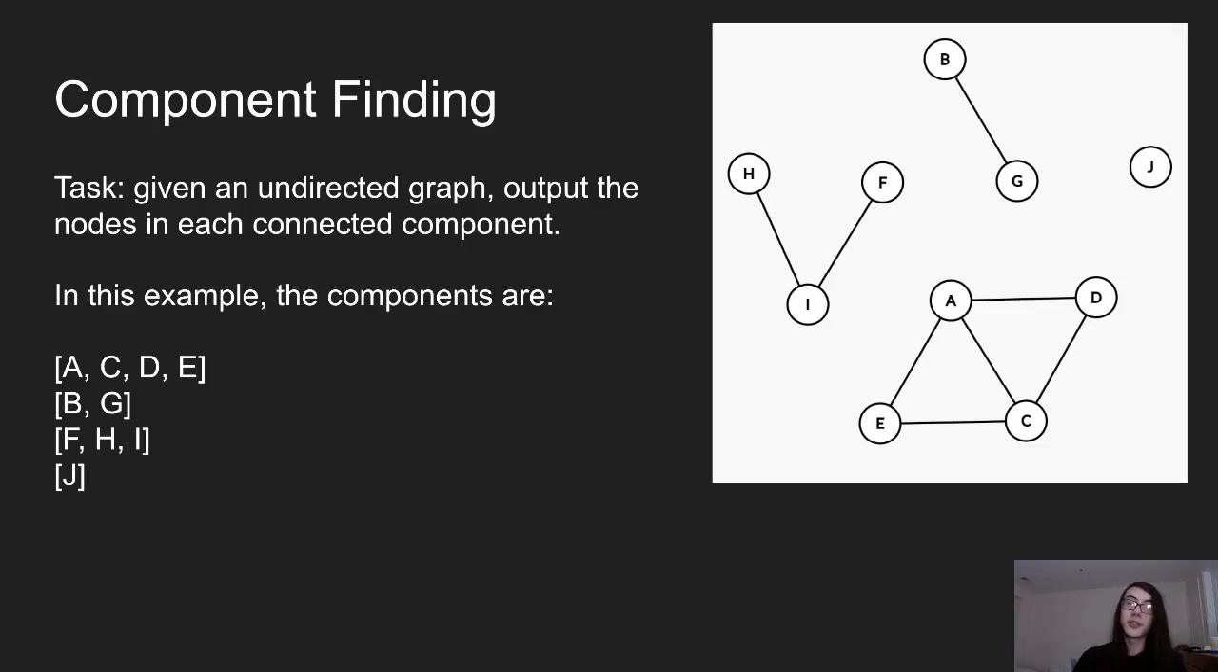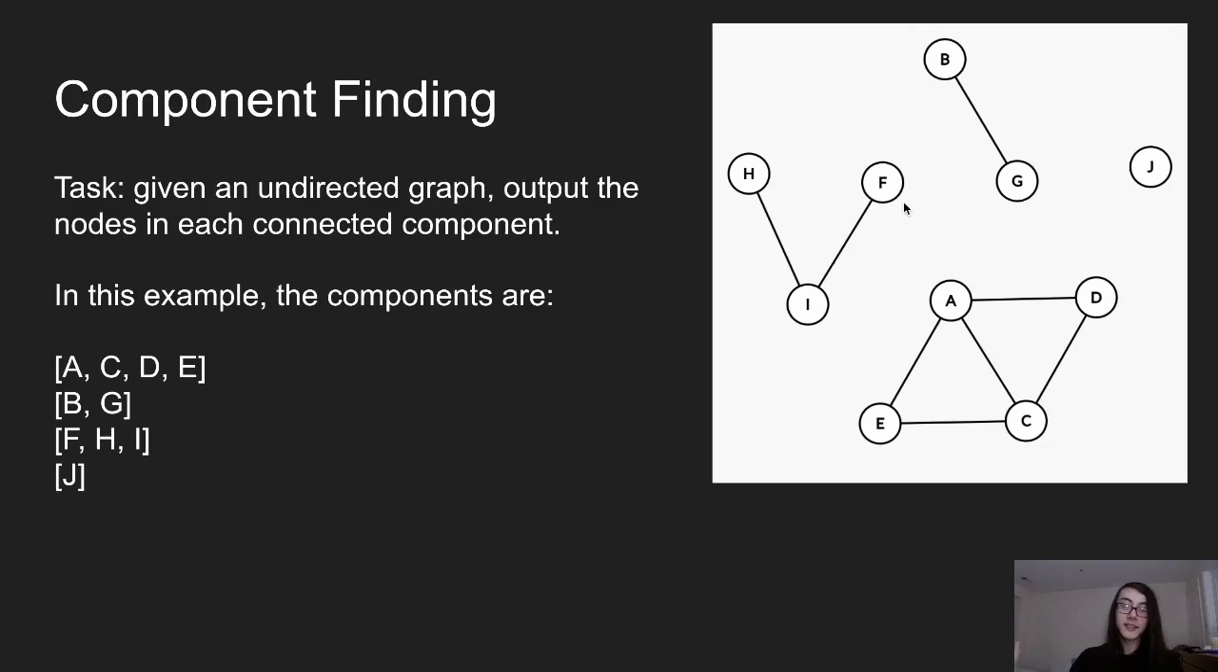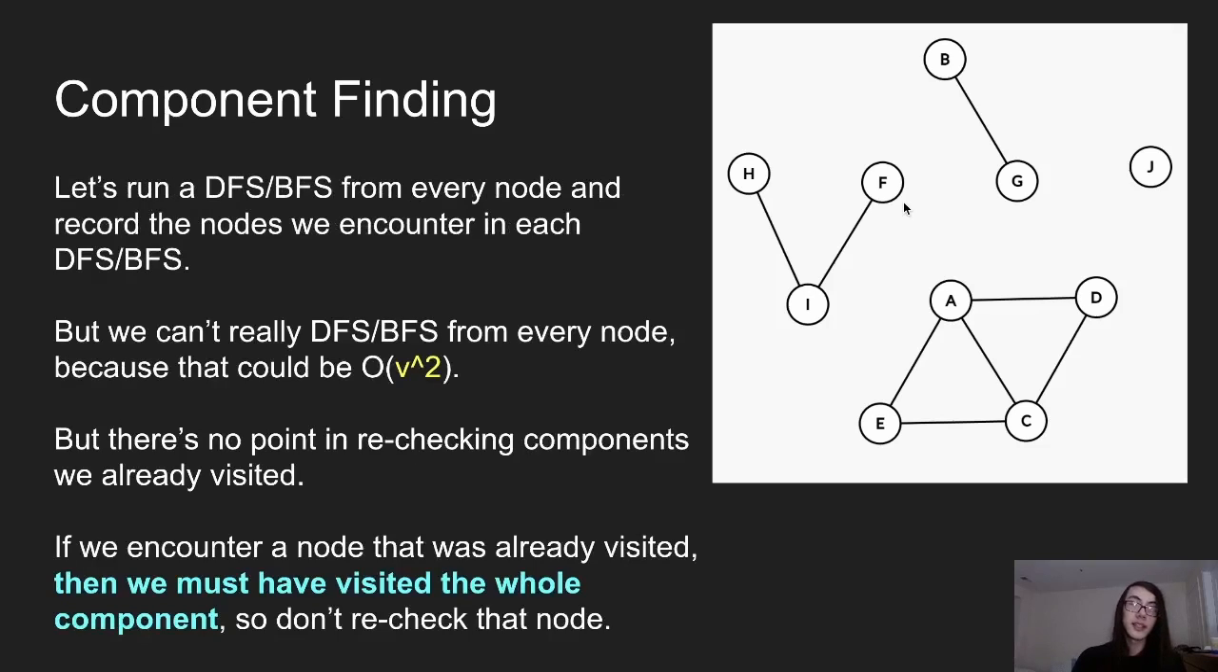Okay, problem 2, or 3 if you're counting. You're given an undirected graph, and your task is to output the nodes in each connected component. This is just a basic skill test, and being able to do this is essential for tons of graph problems, so pause and implement this. Low battery, that's fun. If you're stuck, here's how we do it.